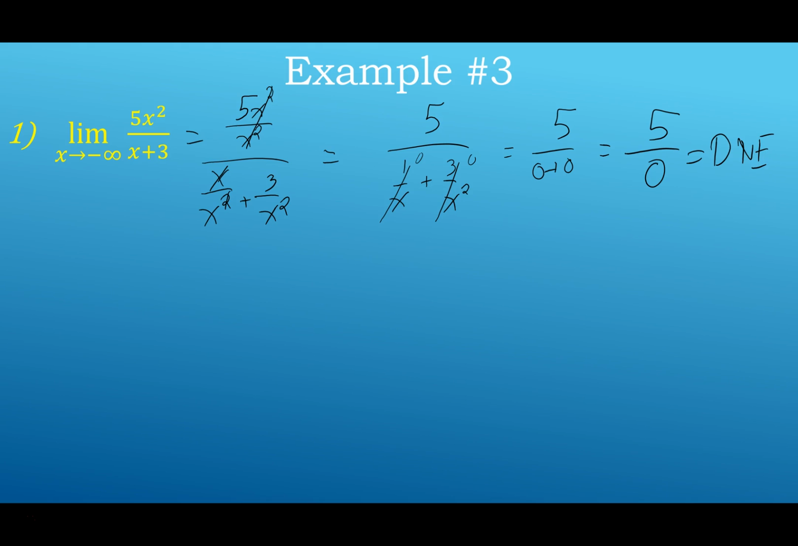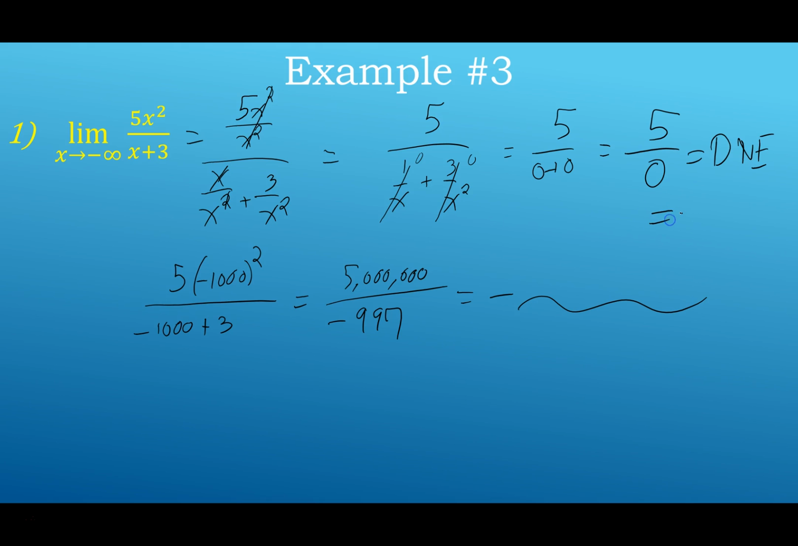So the question is: is this approaching positive infinity or negative infinity? What we're going to want to do is plug in a really big number, but negative, because we're approaching negative infinity. So let's plug in negative 1,000. So 5 times negative 1,000 squared over negative 1,000 plus 3. Well, negative 1,000 squared is going to come out to be 1 million. So 5 times 1 million is 5 million over a negative 997. Positive divided by negative is some negative number, negative something. Doesn't matter. Because it's a negative number, this really means we're approaching negative infinity.